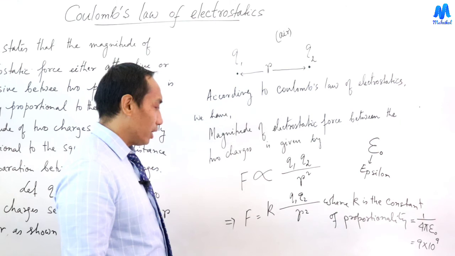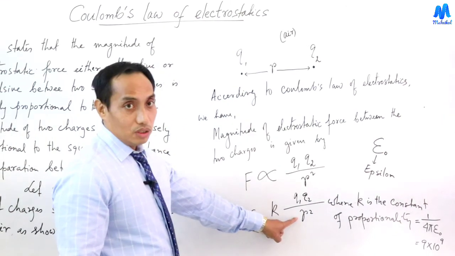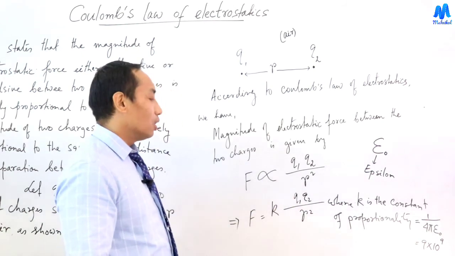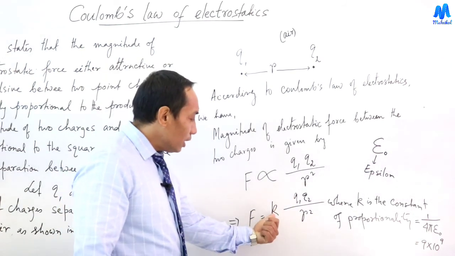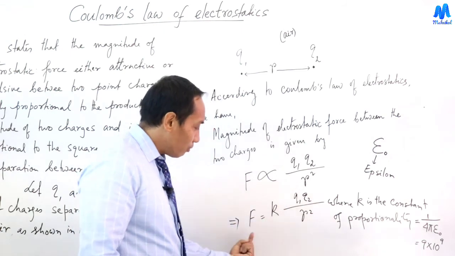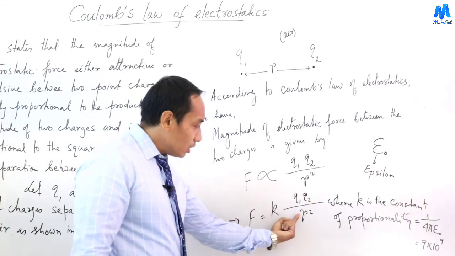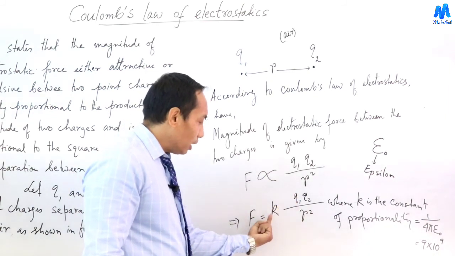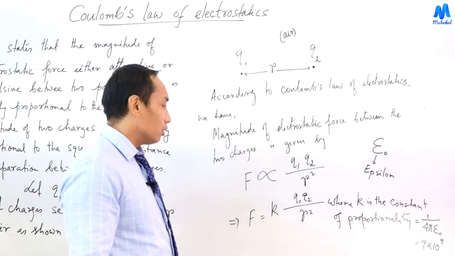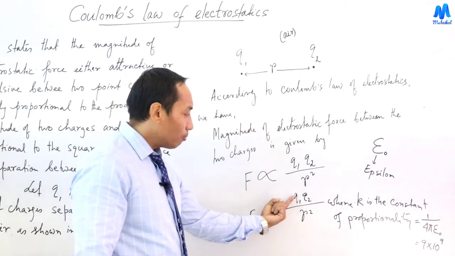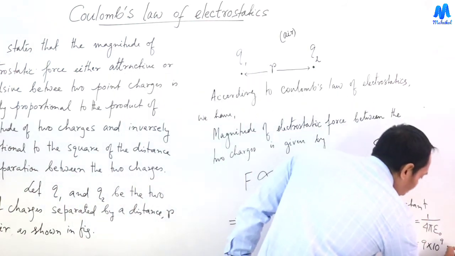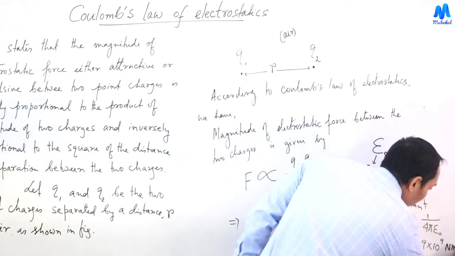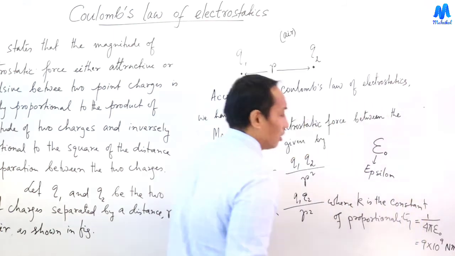r is the distance, measured in meter, and the charges q1 and q2 are measured in coulomb. So the unit of k is newton meter square per coulomb square, since radius square goes in the denominator as meter square and q1 q2 goes as coulomb square. Newton meter square per coulomb square.